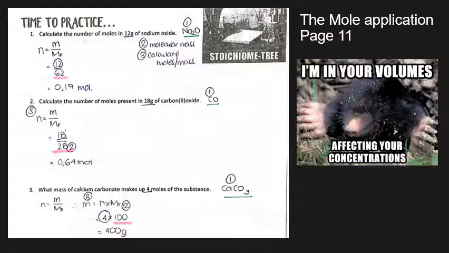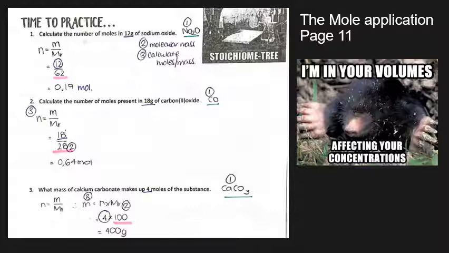The first question asks, calculate the number of moles in 12 grams of sodium oxide. So the first thing you're going to do is write out your formula. The second thing you're going to do is calculate your molecular mass. And the third thing you're going to do is apply your default mole formula. In this situation, it's pretty straightforward. There are no tricks or curveballs. It's literally 12 divided by 62, and you should get an answer of 0.19 mole.